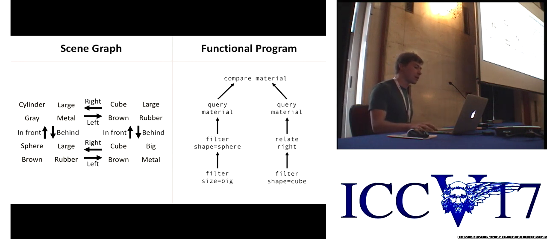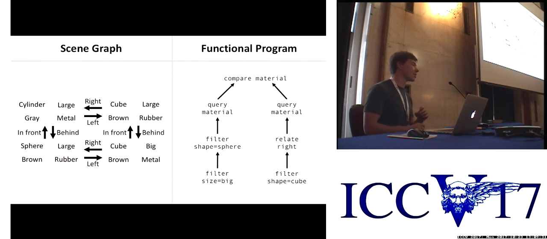So in this example, we see that our functional program instructs us along one branch to filter for big objects, filter for spheres, ask for the material of the resulting object. Along the other branch, we need to filter for cubes, look to the right of whatever we found, look for the material of whatever we found in the previous step, and then finally compare these two materials to ask if they're the same. But the models don't have access to this.